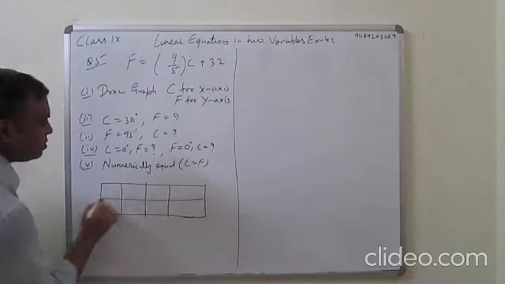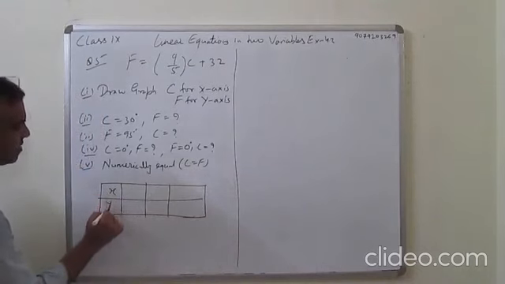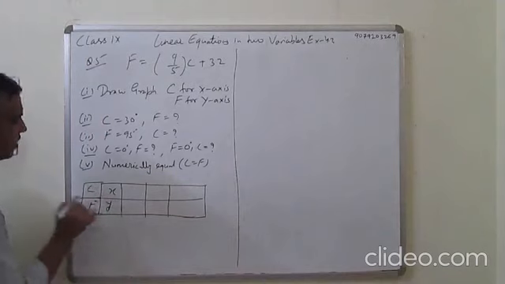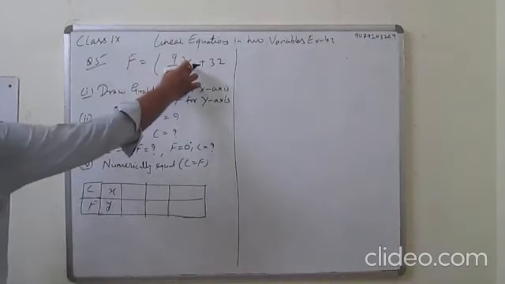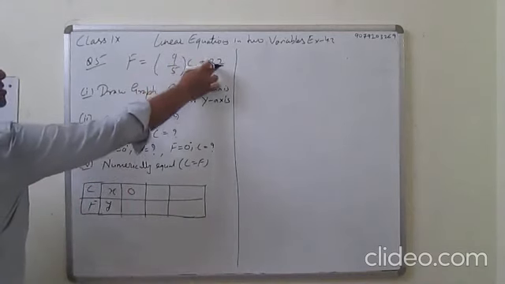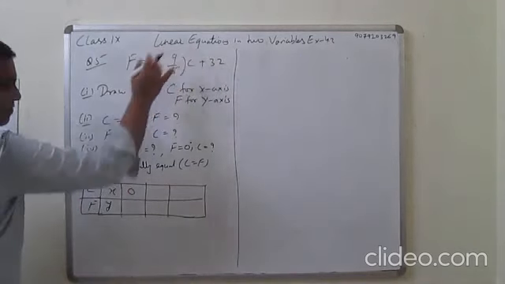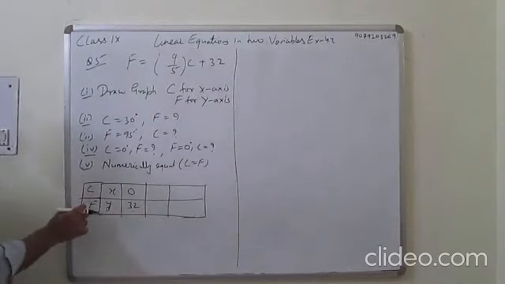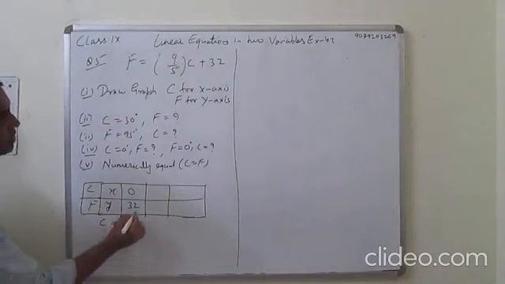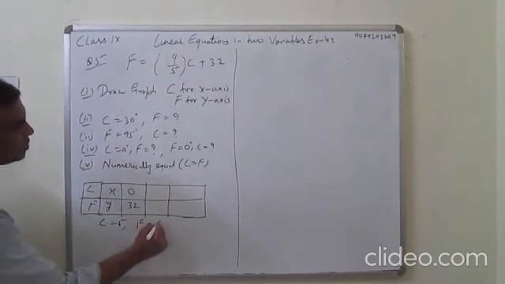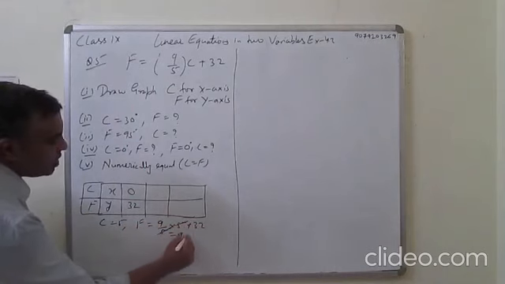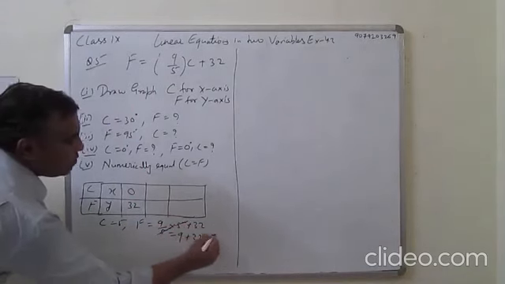At least 3 points we will take, x-axis and y-axis. X is for Celsius and y is for Fahrenheit. If I take x is equal to 0, that is C is equal to 0, then F is 32, y is 32. If I take C is equal to 5, then Fahrenheit is equal to 9/5 into 5 plus 32. This is cancelled out. 9 plus 32 is 41.